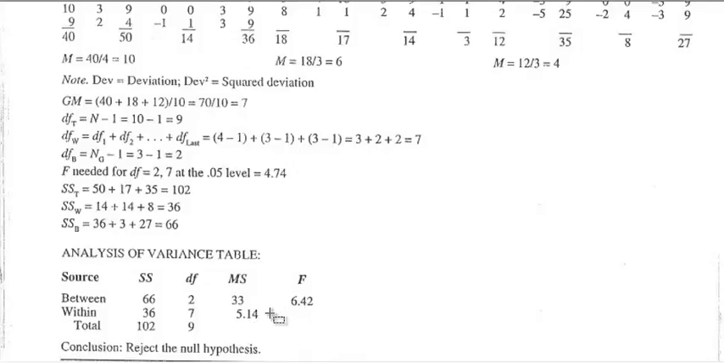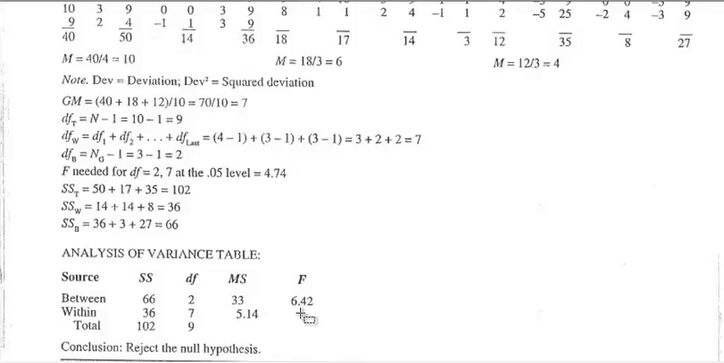Our F value is just the ratio of mean square between groups divided by mean square within groups. So we divide 33 by 5.14 and we get our F calculated value of 6.42. This is a ratio, so this is telling us that we have 6.4 times more population variance being explained between the group means and the grand mean than we have being explained within groups.